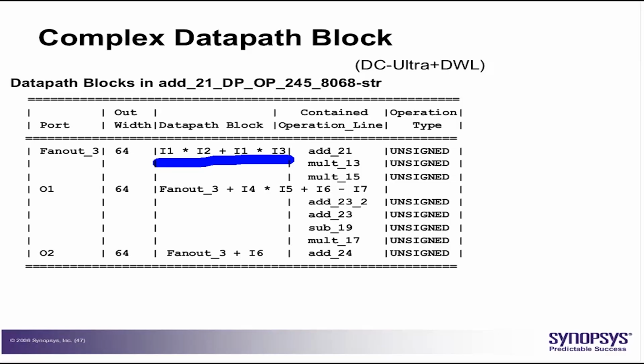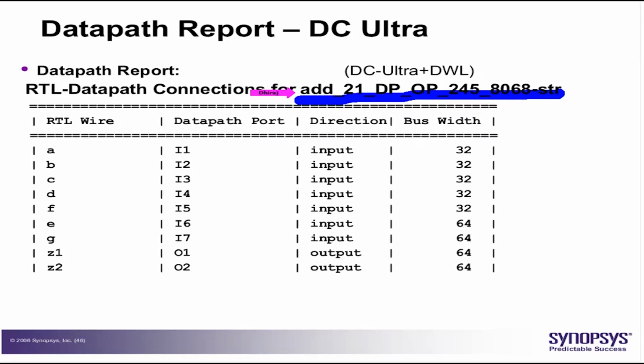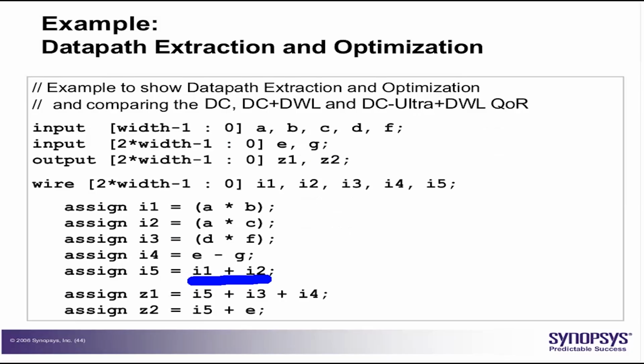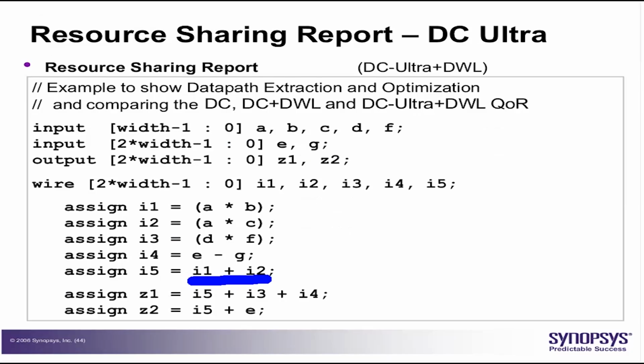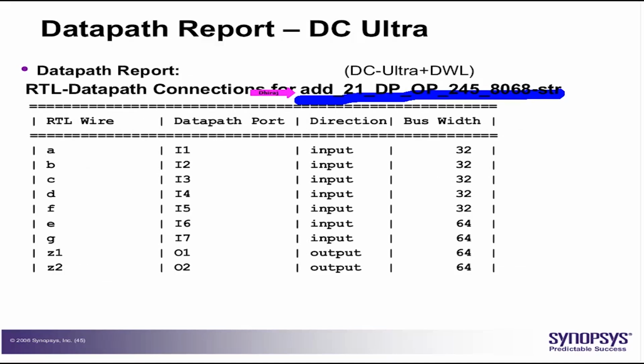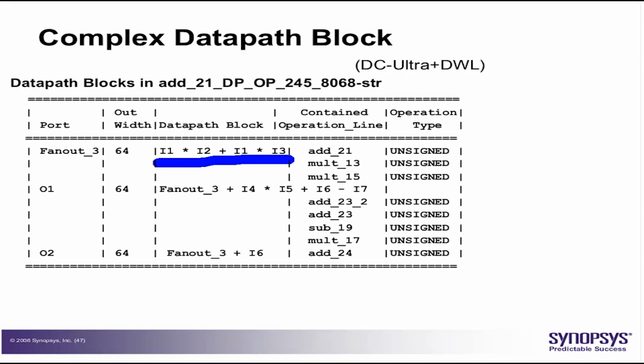So it is able to determine that O1 is equal to some function of fan out 3. You can verify it yourself from the RTL. So O1 corresponds to Z1, and Z1 is I5 plus I3 plus I4. So you can verify that this in fact is the case, and it tells what all operations are needed. Again, O2 is equal to fan out 3 plus I2. So it is able to use one intermediate output here to compute the O1 and O2, which is the output, right?